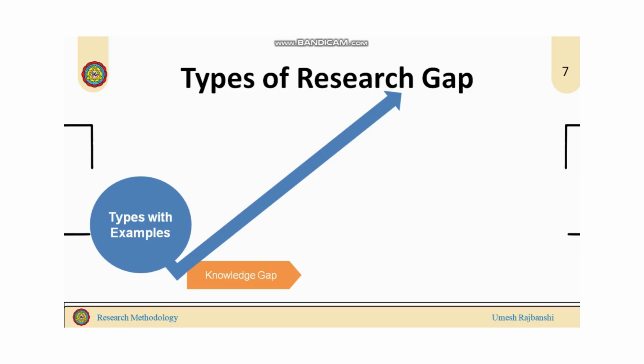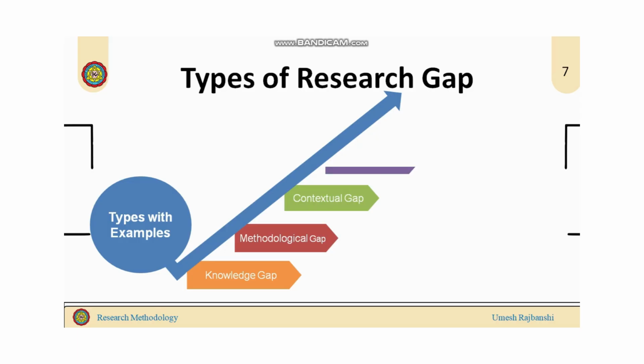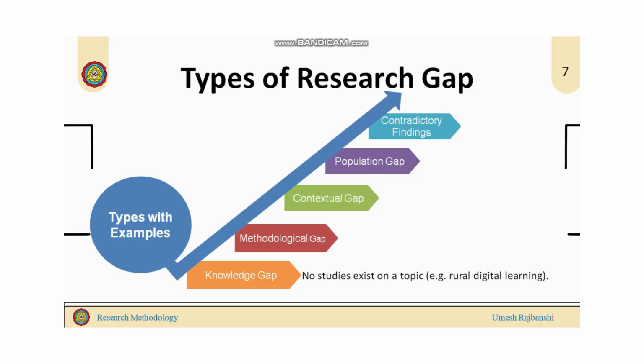The first one is knowledge gap, the second one is methodological gap, and the third one is contextual gap. The next ones are population gap and contradictory findings. Now, talking about knowledge gap: no studies exist on a topic, for example related to rural digital learning. The next one is limited methods used. In a methodological gap, there are limited methods used, for example only surveys.